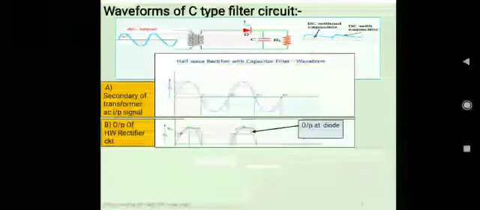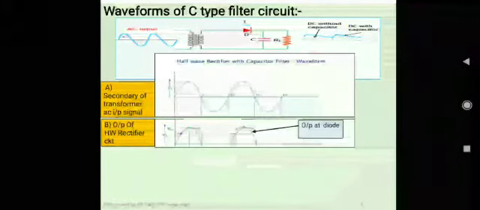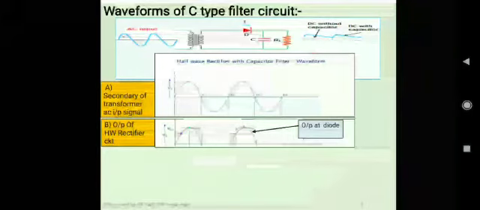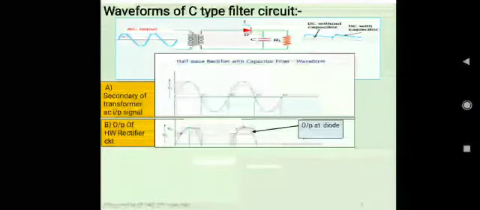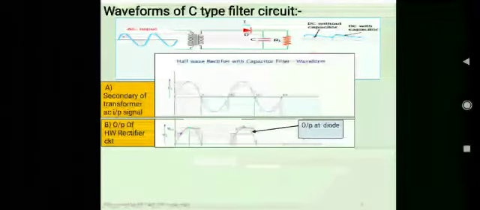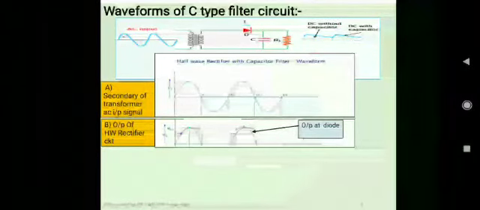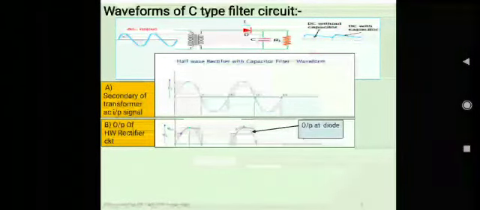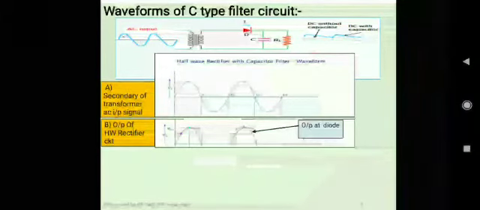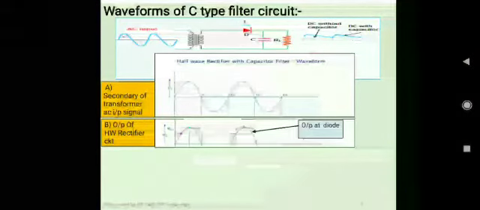In short, we say the transformer is stepped down, so the secondary output voltage of transformer is of course less than AC input. The secondary waveform of transformer is shown in figure A. And in figure B, the output of half wave rectifier is shown. Already we know the working of half wave rectifier, but still we will have a review of this.